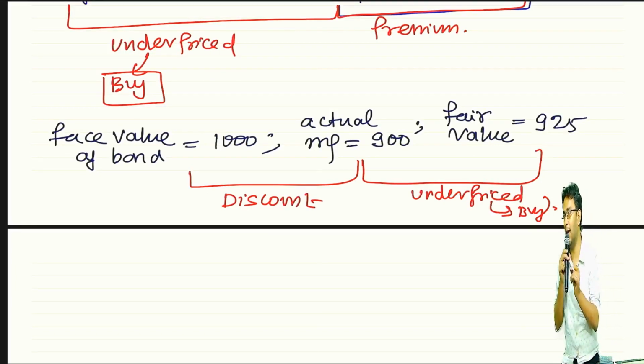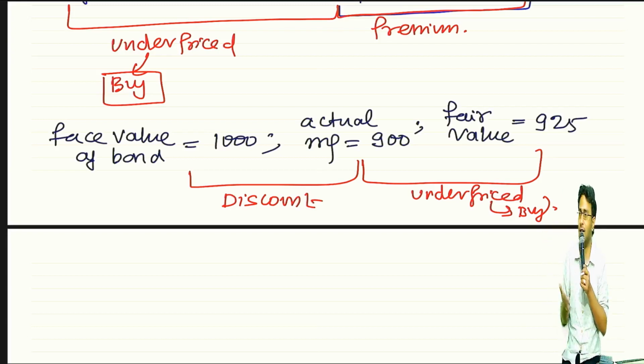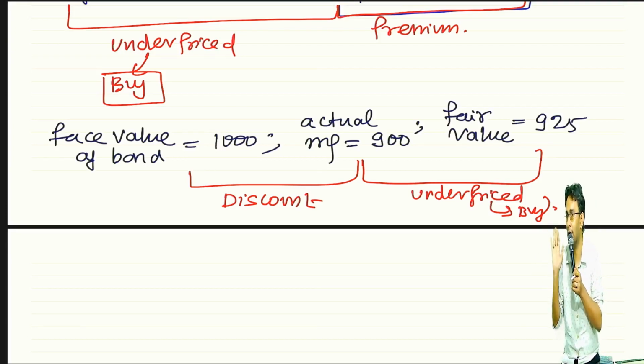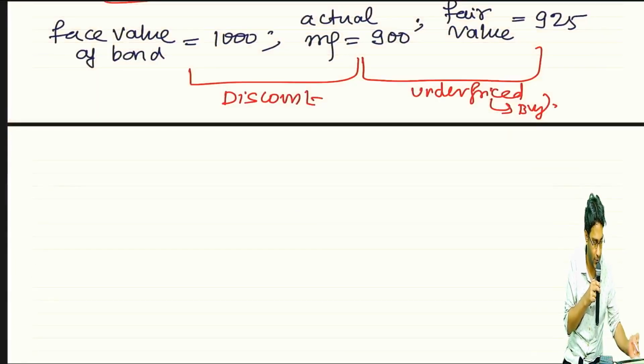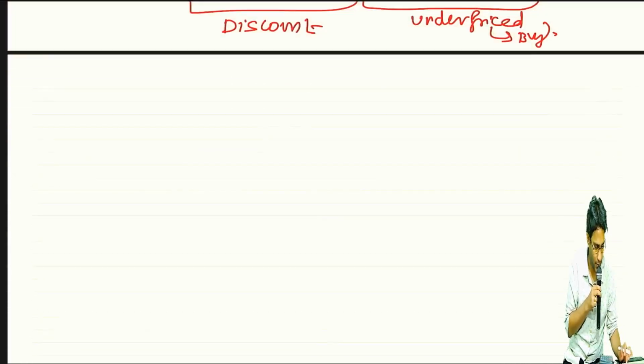Cheaply available means it should be less than the fair value, not face value. If the bond price is less than face value, I will say that the bond is trading at discount, but that does not mean that the bond is cheaply available. Whether it is cheaply available or not, I have to compare with the fair value, not with the face value. Let's try another one.